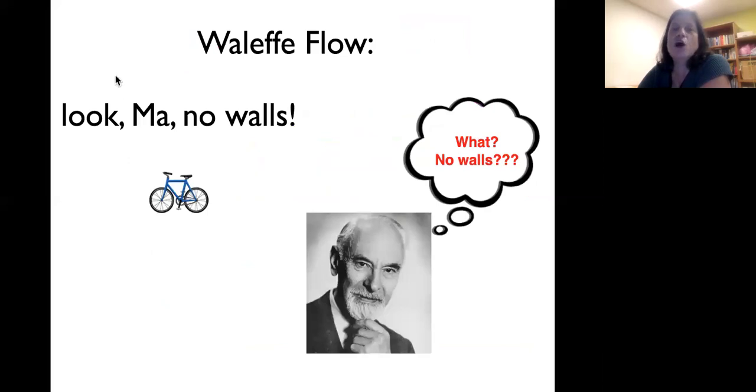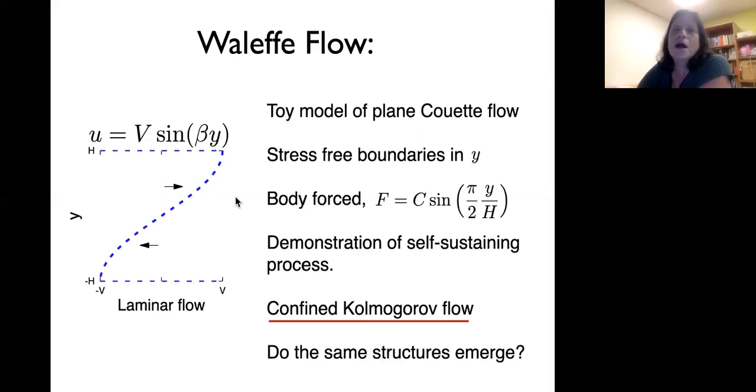Now I'm going to take off the walls and make Waleffe flow. And so here's Prandtl saying, what? No walls? And this is Bookman, no walls. No walls in wall-bounded shear flow? Now that doesn't seem right, does it? Well, the key word is not wall-bounded, but just bounded. Here is Waleffe flow, a toy model of plane Couette flow. At the wall, you have free slip boundary conditions instead of rigid. That is to say, you cannot penetrate, you cannot go from one to the other, but you can slip along.